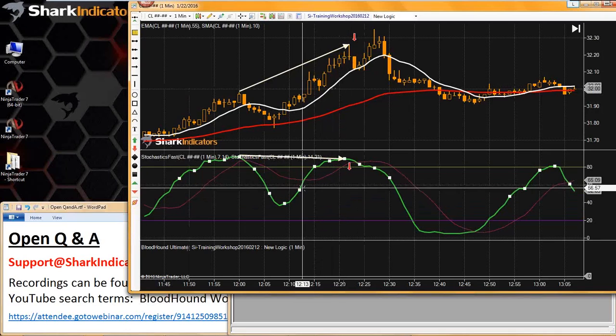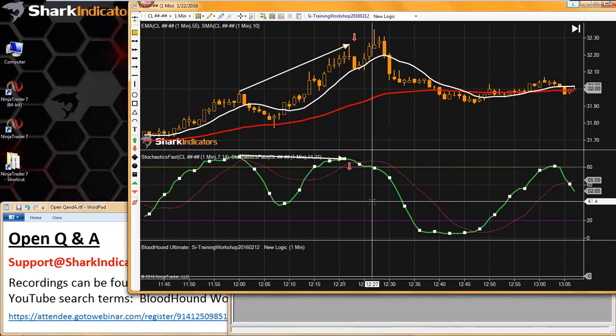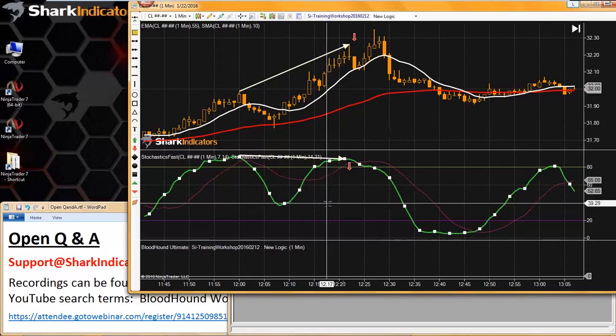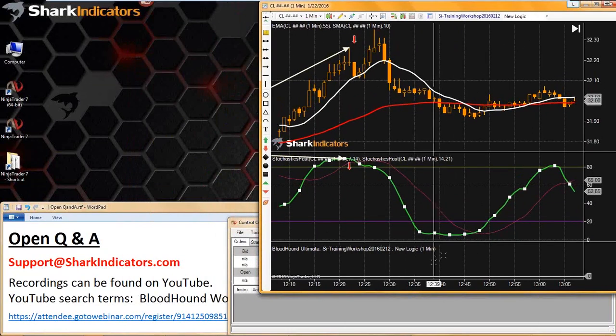So what I'm going to do is use this stochastics to mimic what a divergence indicator could do here. Let me shrink this up here.